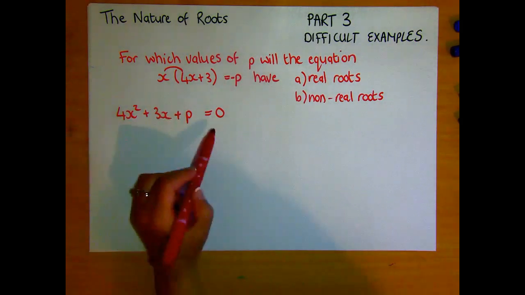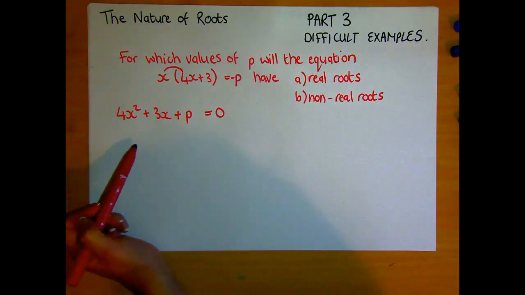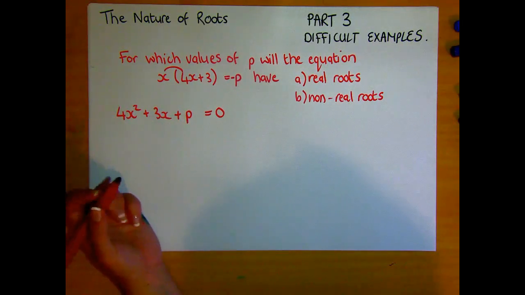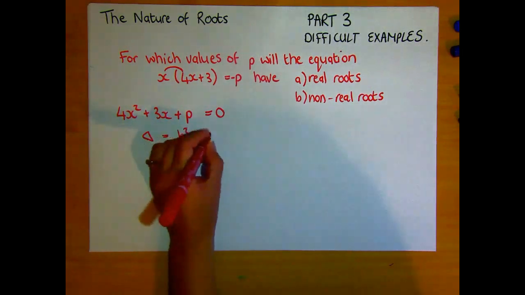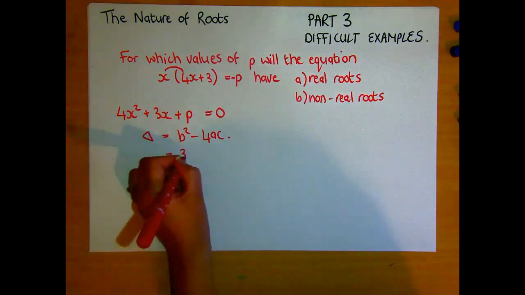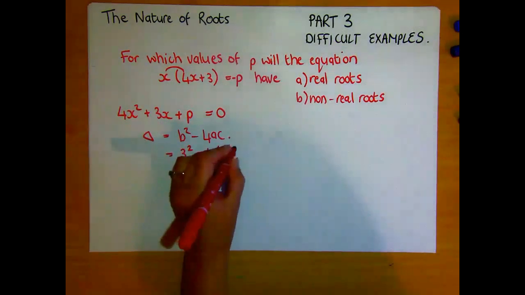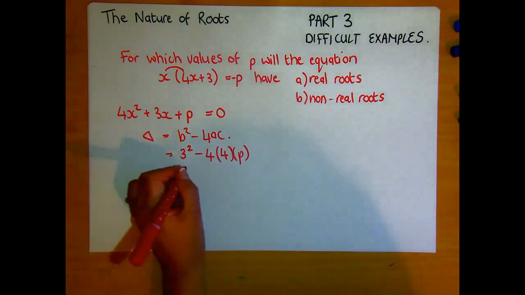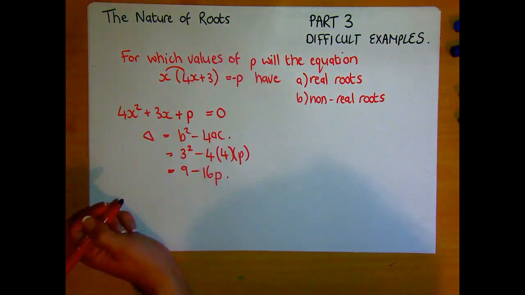Okay, so there's 3 steps. There's first of all getting it into standard position, and then there is working out delta, and then there's dealing with this whole what can p possibly be. Okay, so then delta equals b squared minus 4ac, okay, which is going to be 3 squared minus 4 times that 4 times my p. Okay, so I've got 9 minus 16p, and that's as far as I can go right now.